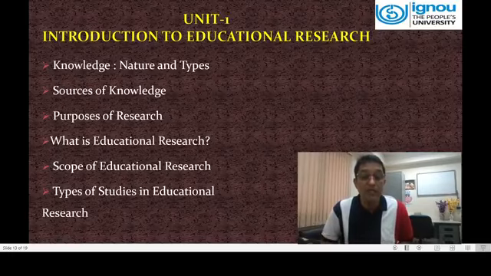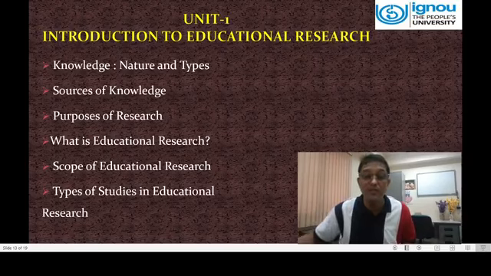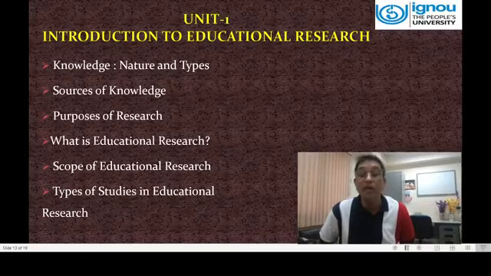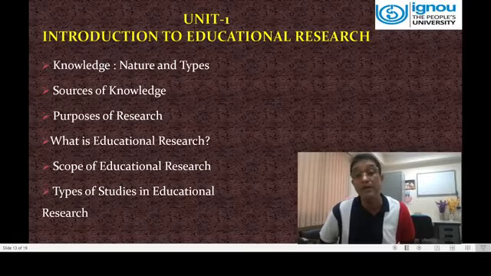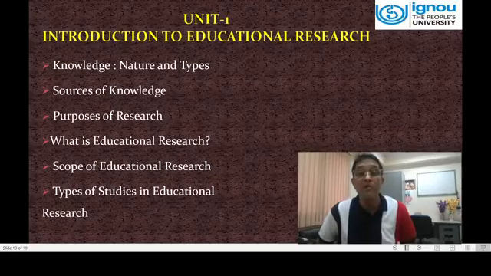And further, we have also discussed in this unit the types of studies in educational research. So what are the different types of studies that we do in educational research? In the introduction of educational research, that is also included. So here you will find that 2 types of research we do. One is the quantitative study and the other is the qualitative study. And presently, we are also doing a third type of research called mixed method research, that includes both quantitative and qualitative aspects for conducting educational research.